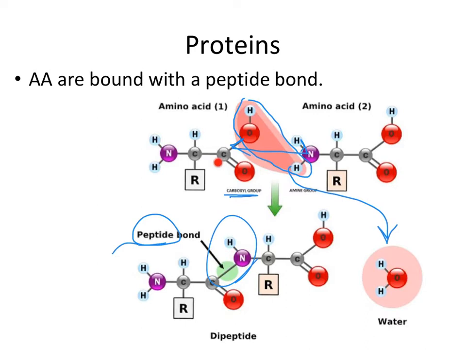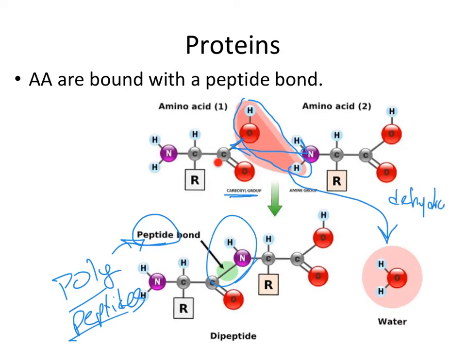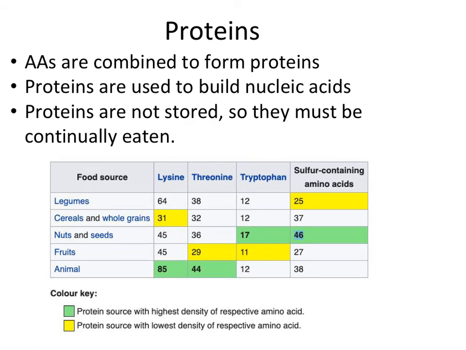You will hear me refer to proteins as polypeptides, poly meaning many. That's because of this peptide bond. And you see here, hopefully, that this is dehydration synthesis, because water is the product. Okay. Now, there's a bunch of different amino acids, and these amino acids can be combined in all sorts of ways to make proteins.